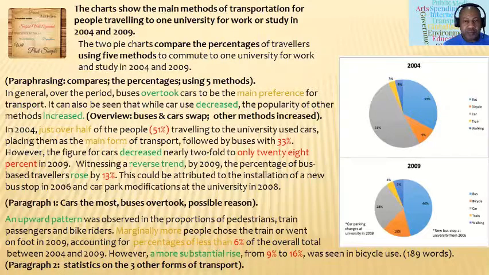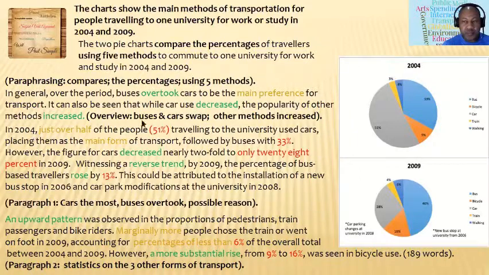So in general, over the period, buses overtook cars to be the main preference for transport. Let's see. So buses, cars. Yes, they did overtake cars over the period. It can also be seen that while car use decreased, the popularity of other methods increased. Increase, very small. Increase, large. Increase, small. So everything did increase. So there's our overview. Buses and cars swapped places and other methods increased. That tells me everything.